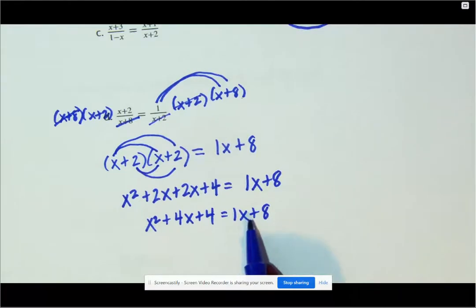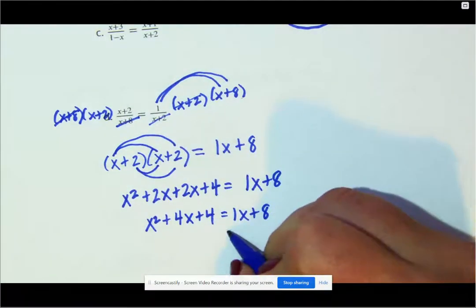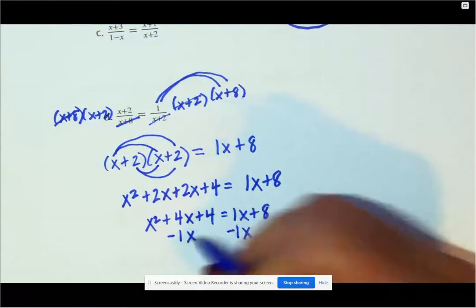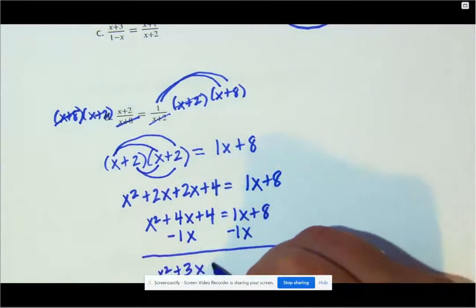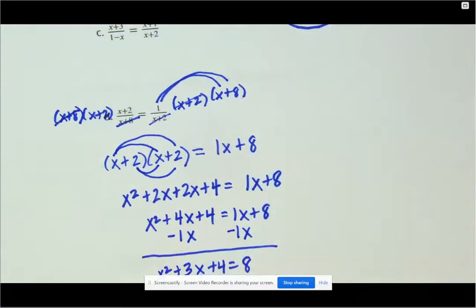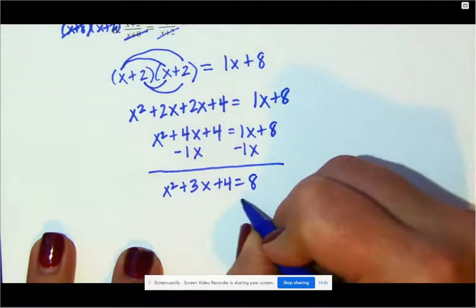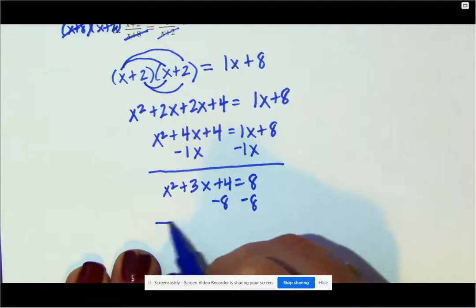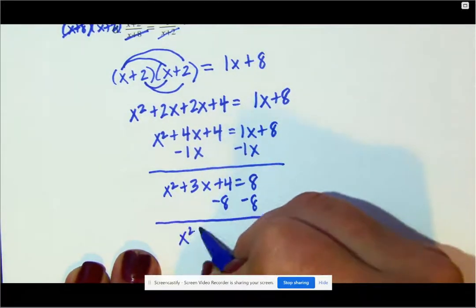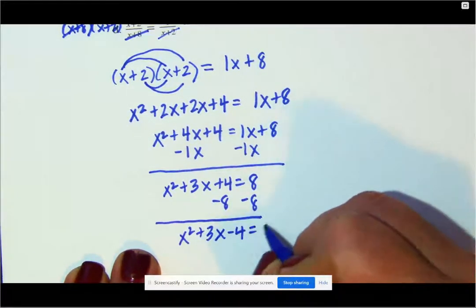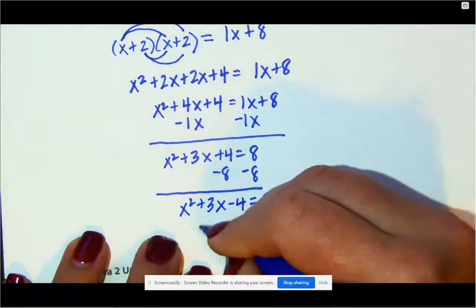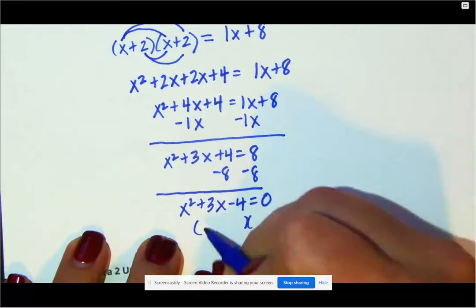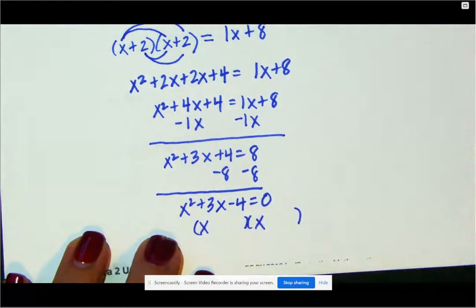So your strategy is to move everything to one side. So I'm going to subtract this 1x and put it with the 4x over there. And then I'm going to move the 8. Okay, now once you've got everything on one side, the strategy to solve for x, one way at least, is to factor. Okay, so I know x and x, and then these two numbers.